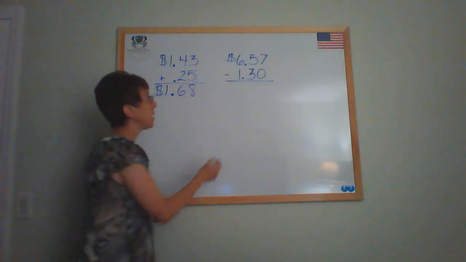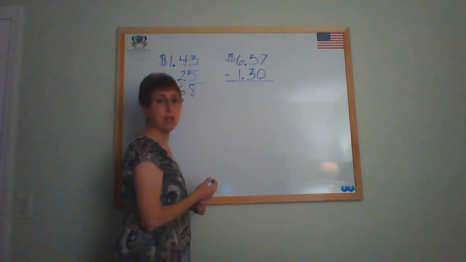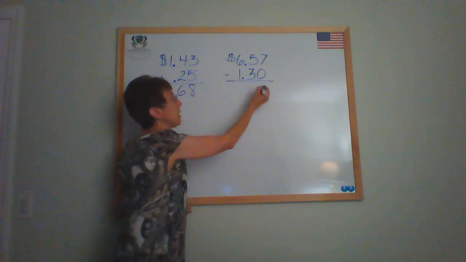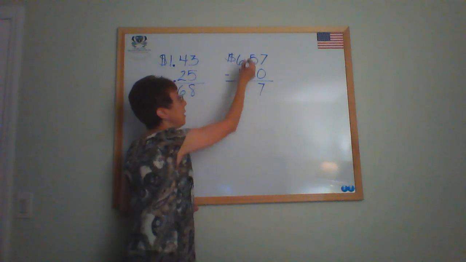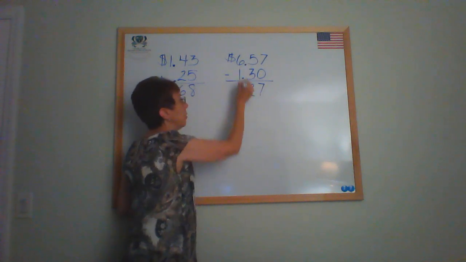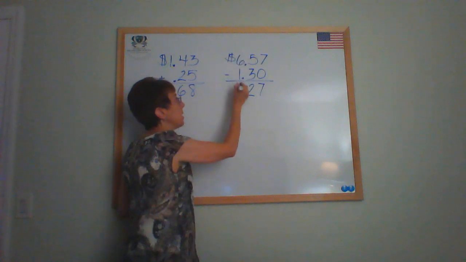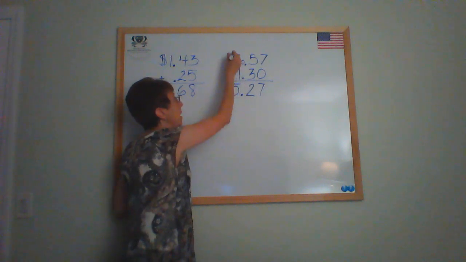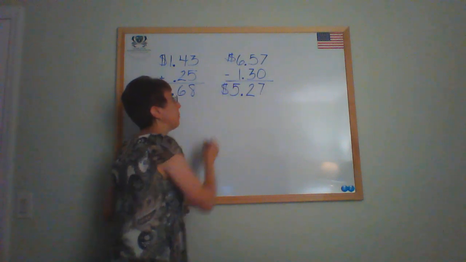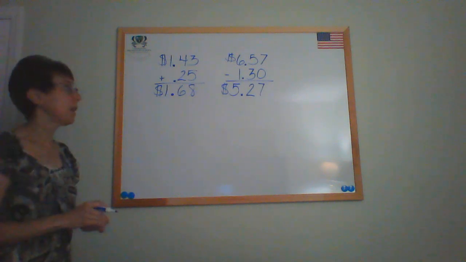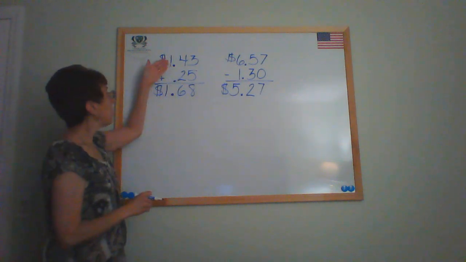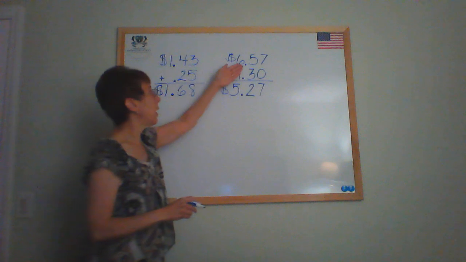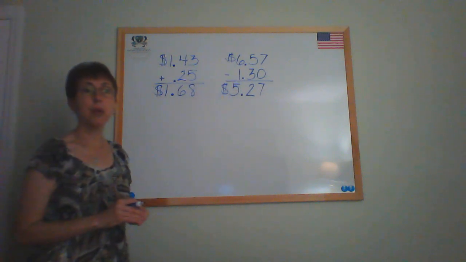If you were subtracting, $6.57 minus $1.30, 7 minus 0 is 7, 5 minus 3 is 2, bring down your decimal point, 6 minus 1 is 5, and you bring down your dollar sign, $5.27. So again, when you were working with money, you knew that you needed to line up those decimal points in order to get the correct answer.